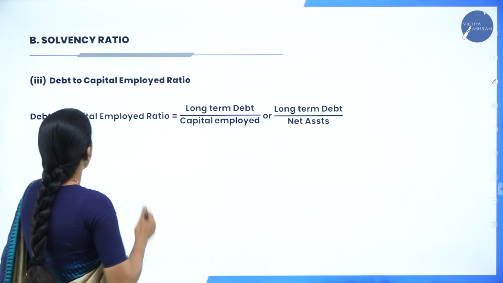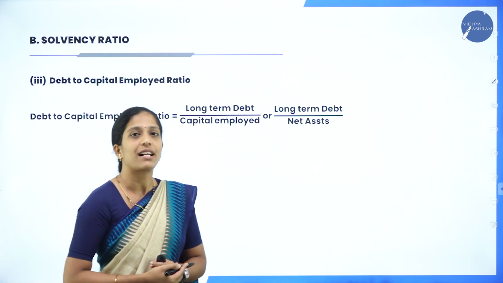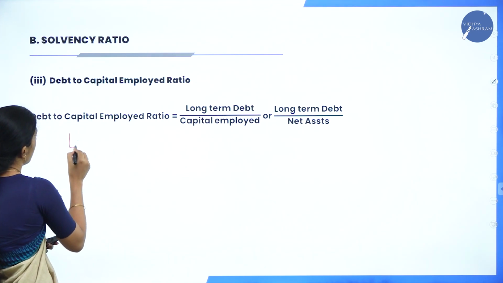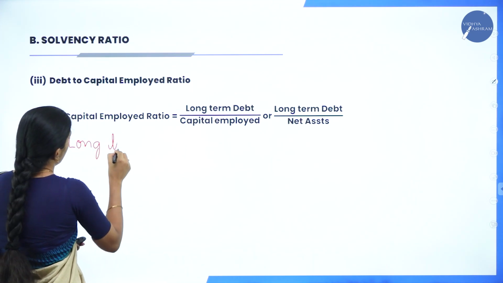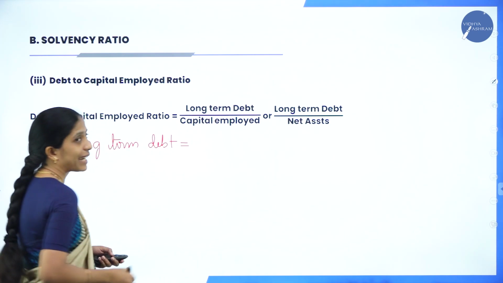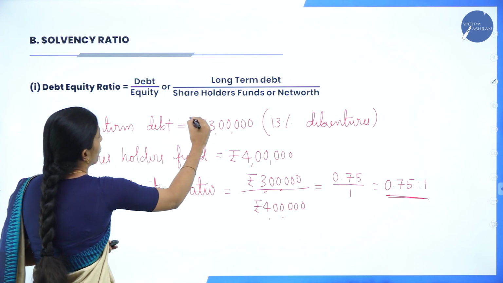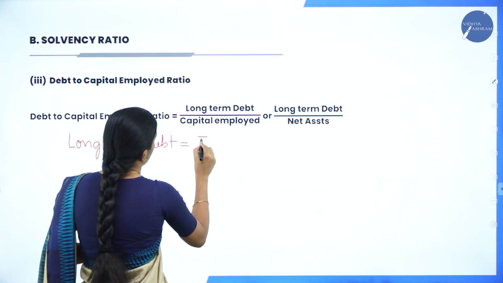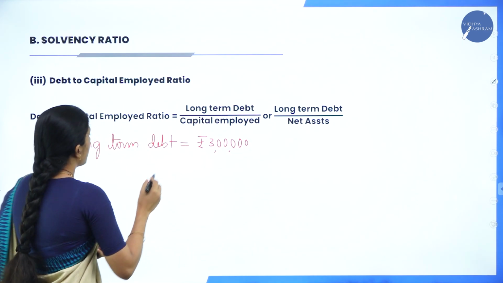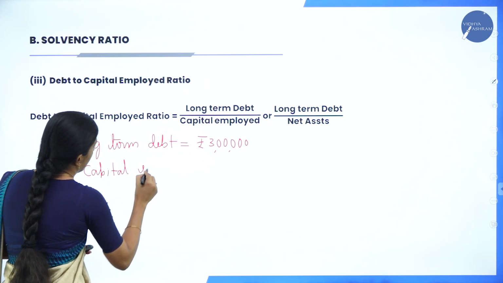Now, coming to the next type of ratio, debt to capital employed ratio. Your formula is long-term debt divided by capital employed. Now, let us first see long-term debt. Already we have calculated long-term debt in your first ratio. So, long-term debt is equal to rupees 3 lakh divided by capital employed. So, let us calculate capital employed.